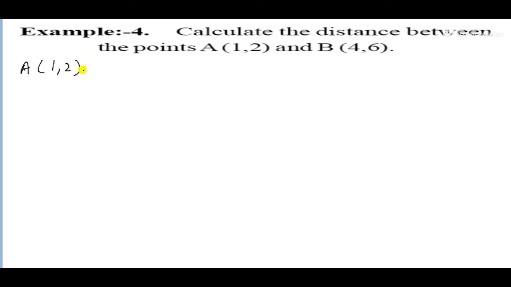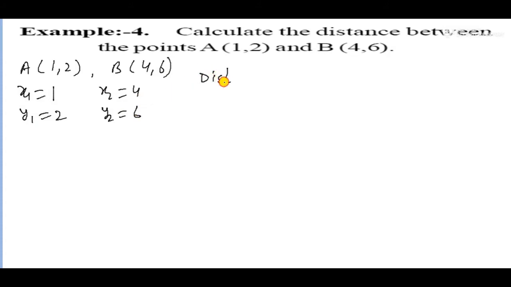Now come to the next question. It is your Example 4. Calculate the distance between these points. It is A (1, 2) and B (4, 6). So x1 is 1 and y1 is 2, and here x2 is 4 and y2 is 6.